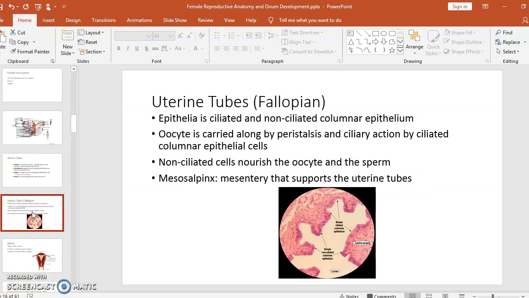Here are the uterine tubes again. The epithelium on the uterine tubes is ciliated and non-ciliated columnar. The cilia, of course, obviously would sweep the egg and so forth like that, and the non-ciliated would be more providing moisture. Okay, and also nourish and provide moisture.